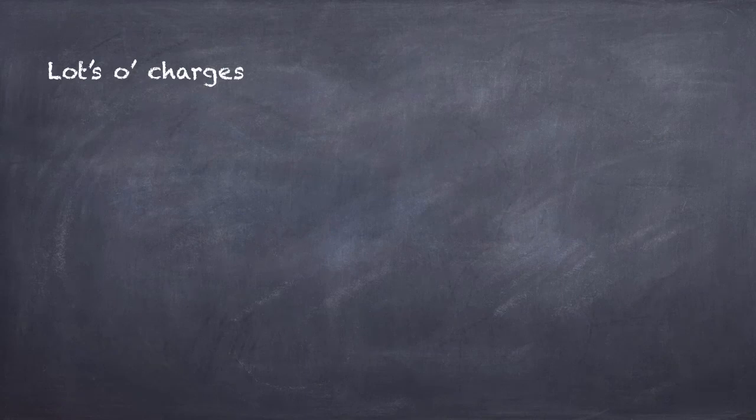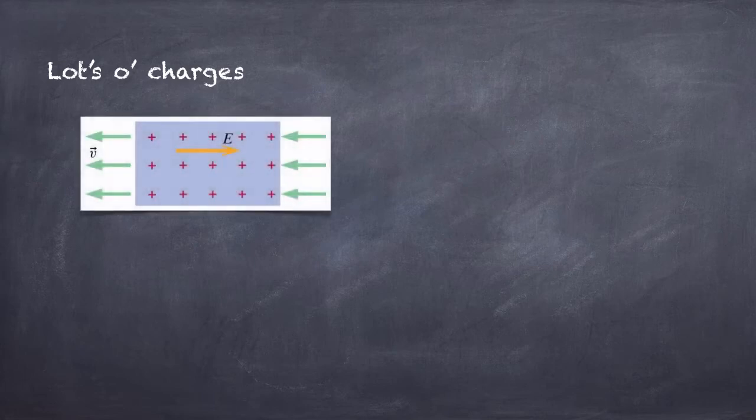Okay, so what happens if I have lots of charges, not just one charge going through space? A common case is a swarm of electrons all moving in the same direction with a more or less uniform velocity, like in a metal. If I have a chunk of metal with an electric field, the electrons are going to run down the metal like a herd of turtles and march their way from one end to the other.